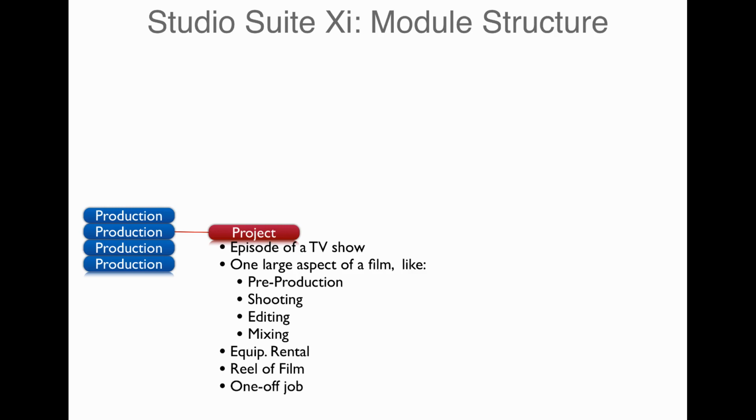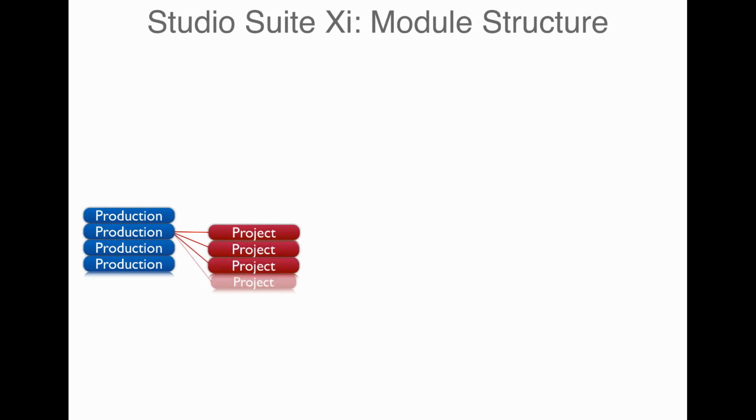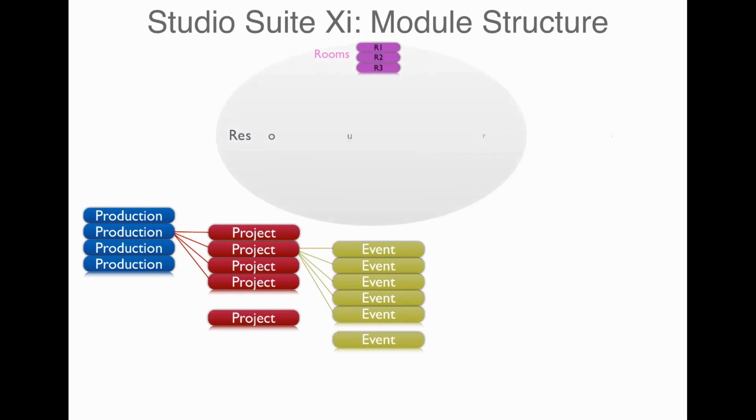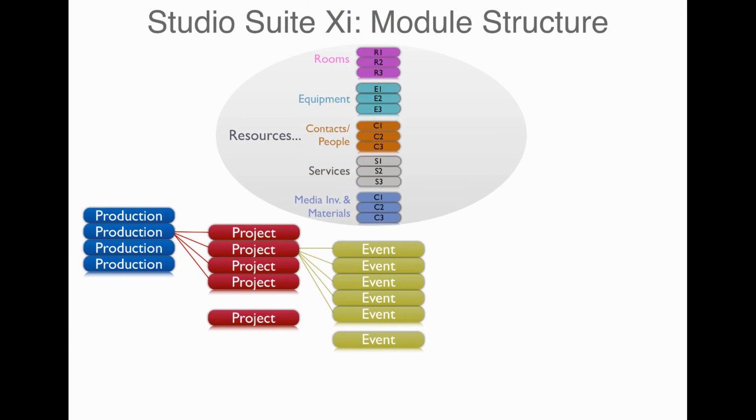Those are projects. They can also be just a one-off job, like we're doing this today and that's it. So productions can have many projects and projects can stand alone by themselves. And then within each project, we've got events. And you can have multiple events, of course. And an event is when any of the resources that you've got, and that's why I want to talk about this today, because one of those resources is equipment. So I just want you to see how this fits into the bigger picture.